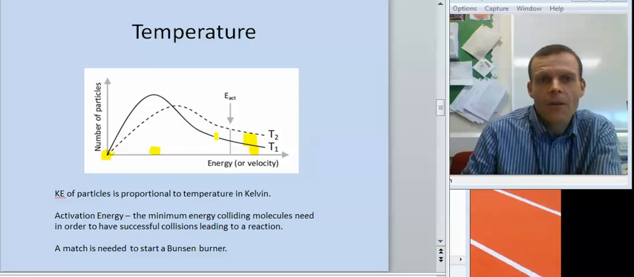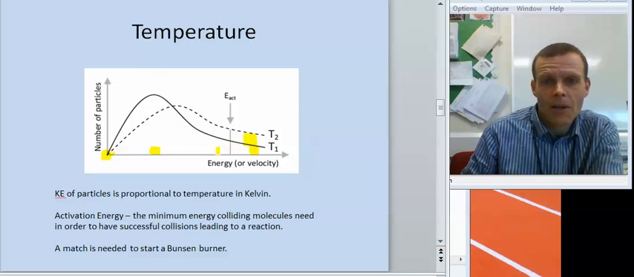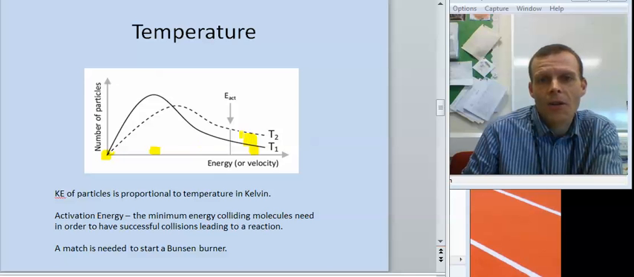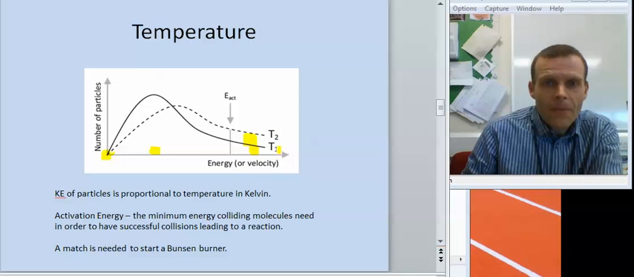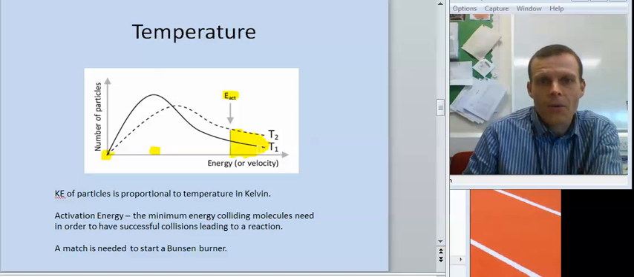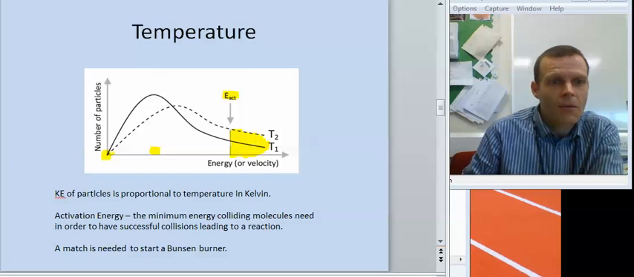That area under the curve is representing the total number of particles in my sample, and the total number of particles hasn't changed. I've just now got more up here and less down here, so we see that top drop a little bit. Now, talking in terms of kinetics, if I consider my activation energy to be this amount of energy, hopefully you can see that at a higher temperature, more of my particles now have an energy greater than or equal to the activation energy and are able to react, which gives me a faster rate of reaction.